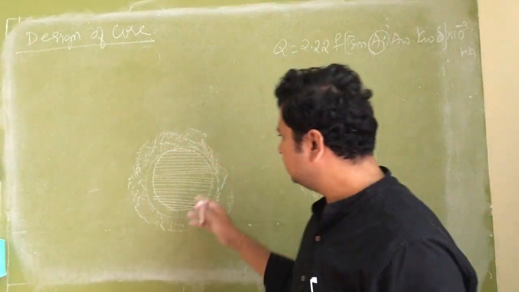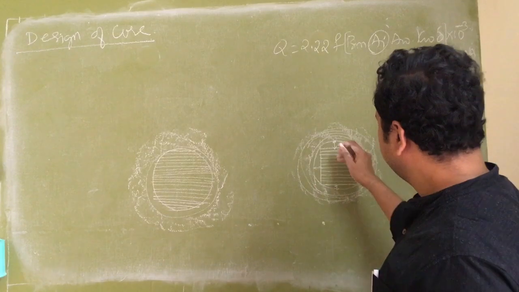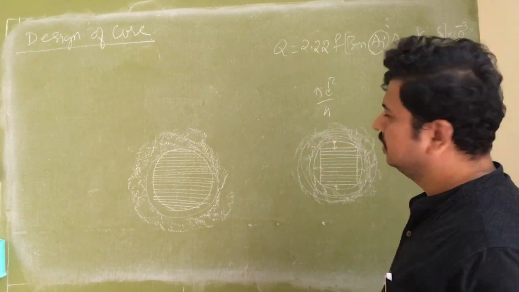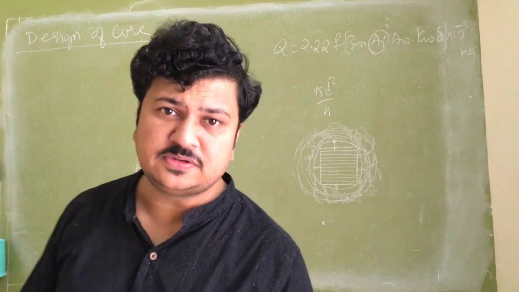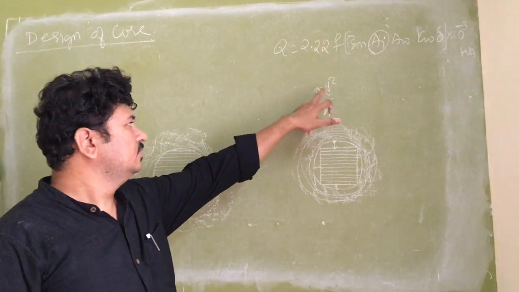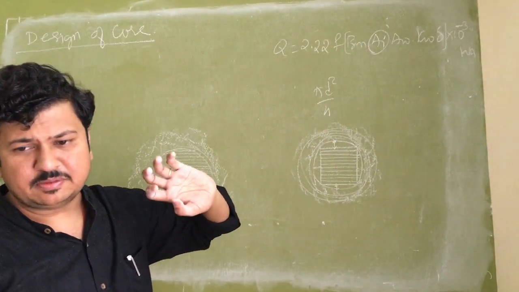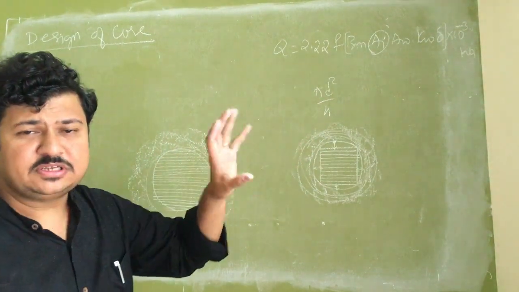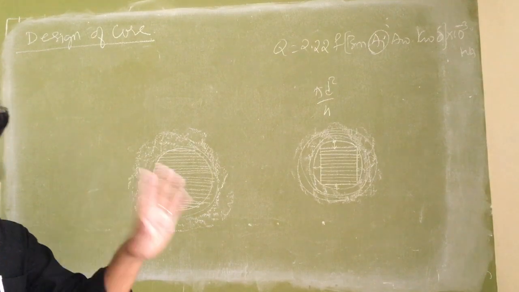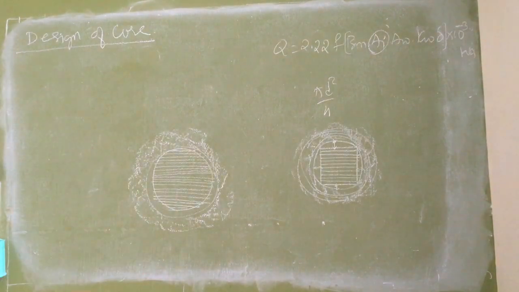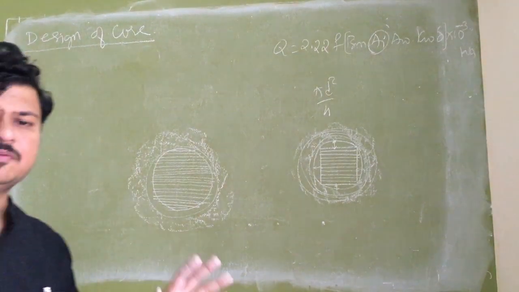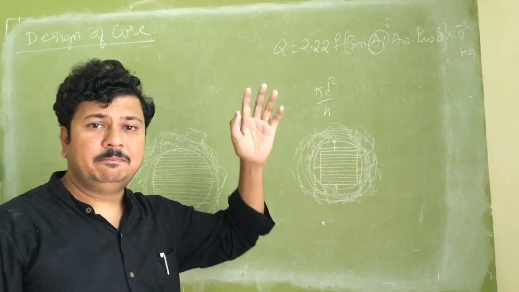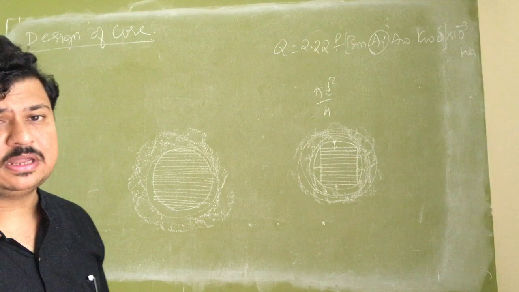What is the area of the circumcircle? It is pi d square by 4, where small d is the diameter of the circumcircle. So pi d square by 4 is the area of the circumcircle. Out of this area, what percentage of the core area is utilized? The maximum the utilization, the better will be the performance, because the maximum the utilization, the minimum will be the magnetizing ampere turns.